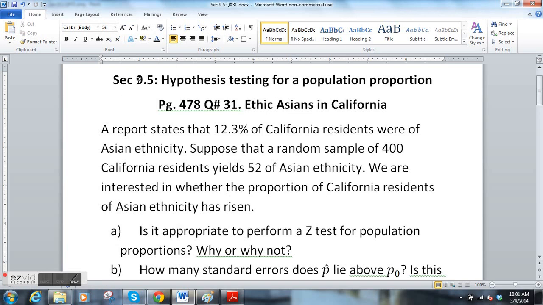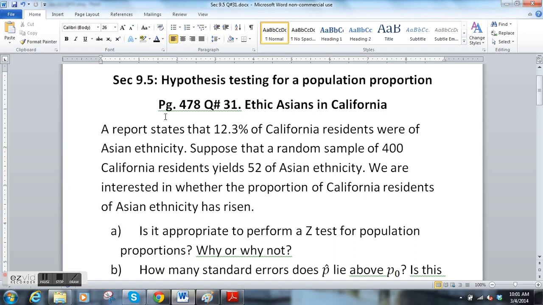Hi there. Here we are, section 9.5, hypothesis testing for a population proportion. There are so many P's in this section, you will be shocked. So just deal with it. So we're on page 478, and I'm looking at question number 31, ethnic Asians in California.